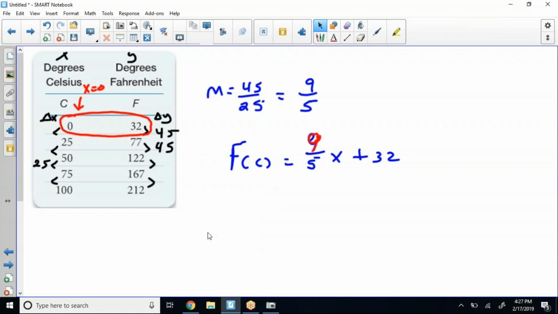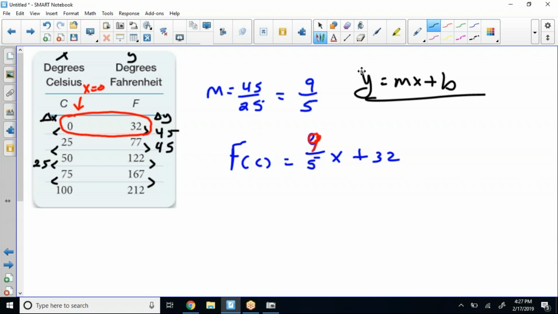Okay, I got you. I had a hard time figuring that out. You didn't have to use point-slope form because they gave you the y-intercept, right? You're writing it as y equals mx plus b, so you've got the slope and the y-intercept.